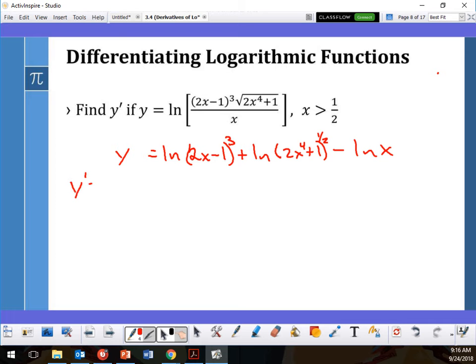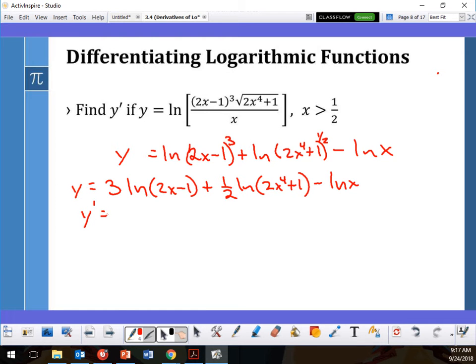Alright, so y prime is, okay, 3, right? 3 comes out front, and I'm just going to change this to the ln rules. I don't want to do that one yet, though. So hold on. 3 ln of 2x minus 1 plus 1/2 ln of 2x to the fourth plus 1 minus ln of x. Now I could actually go through and do it, right? Now I can do it. You got this.